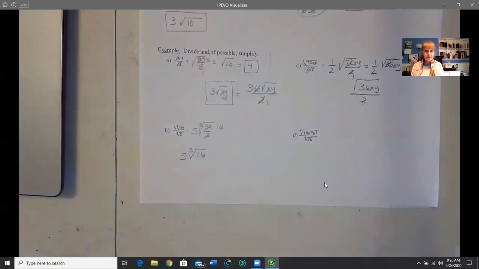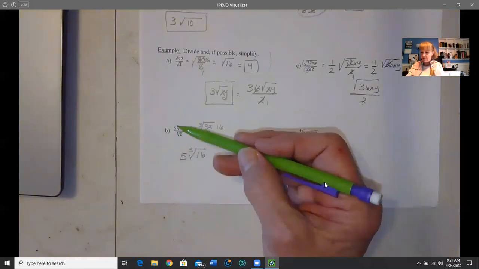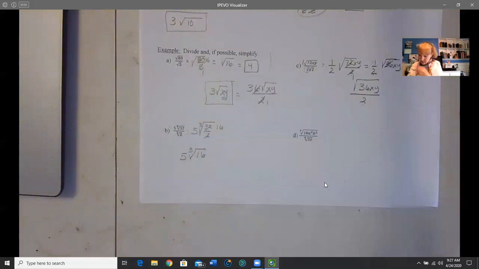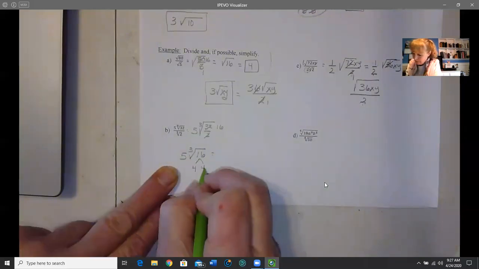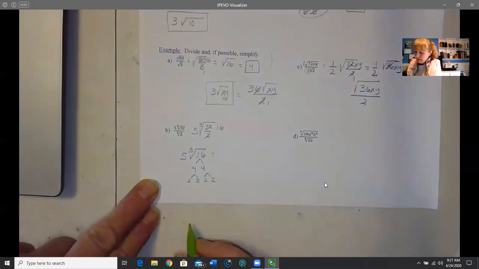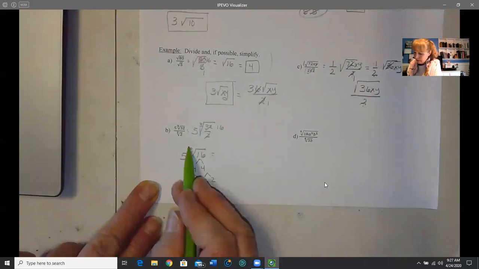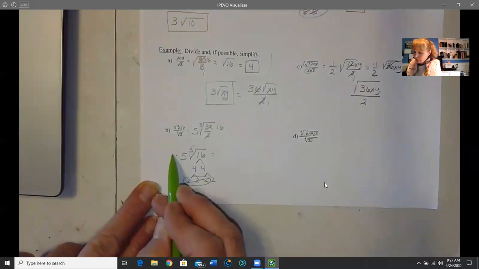Now let's look for 3 of something in the 16. Since the indexes were the same, you can reduce these radicands. So it gives us 4 times 4, 2 times 2, 2 times 2. I'm looking for 3 of anything, so those are going to come out. And whatever comes out, you multiply it to what's already out there.